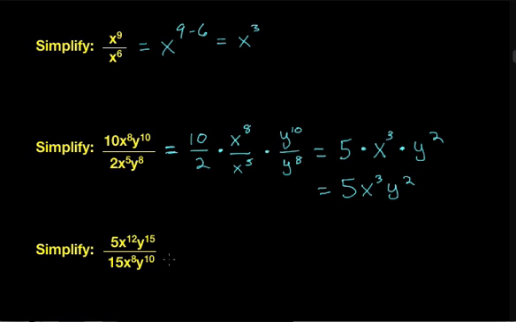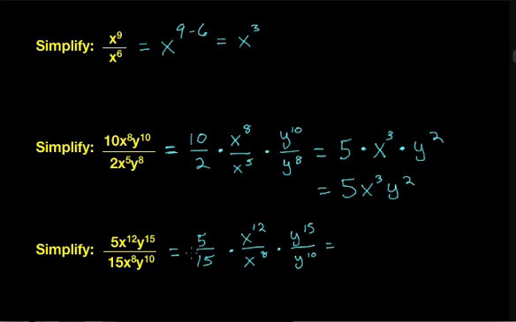Now, this approach is really going to help us in expression number 3. Again, I'm going to split it up into three fractions. You don't have to. Eventually, you'll just be able to see what to do. You'll be able to do this in your head. But I'm going to split it up step by step so you understand what's going on. So we've got 5 over 15 times x to the 12th over x to the 8th times y to the 15th over y to the 10th.